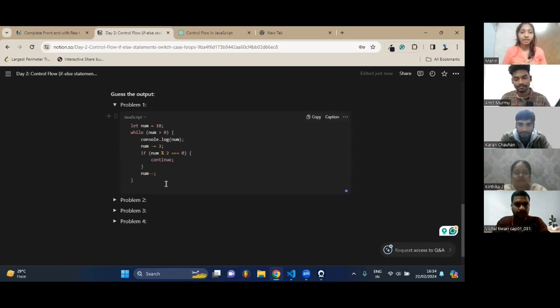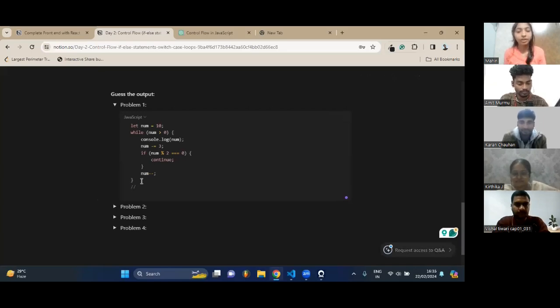So let me explain the answer. First, let num equal to 10. So in the while loop, num greater than 0. Obviously, this condition will be true, and the console will print 10 first. After that, num minus equal to 3. It means it is reduced by 3 and it will come to 7.